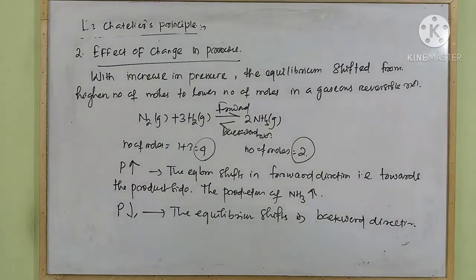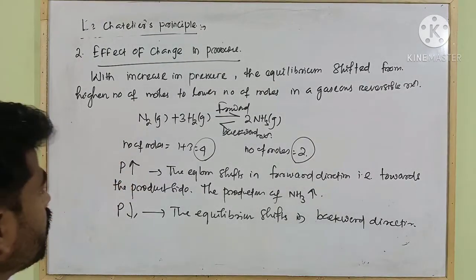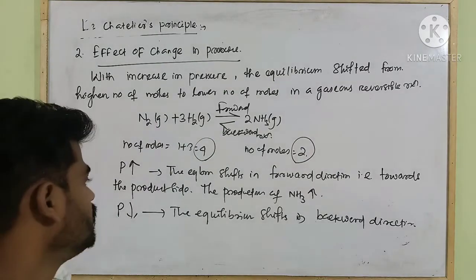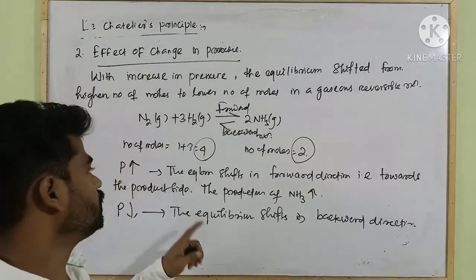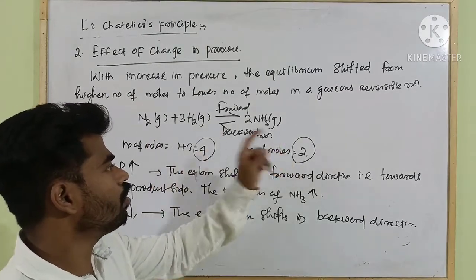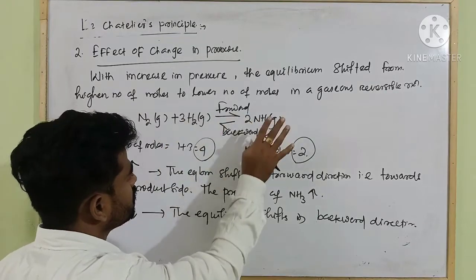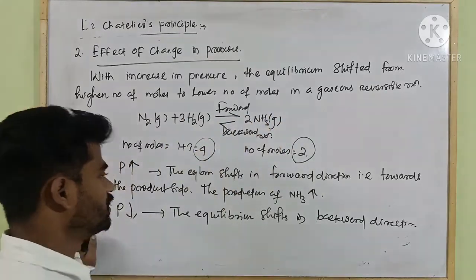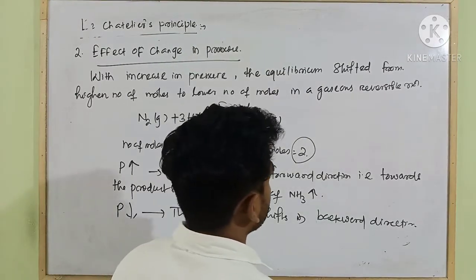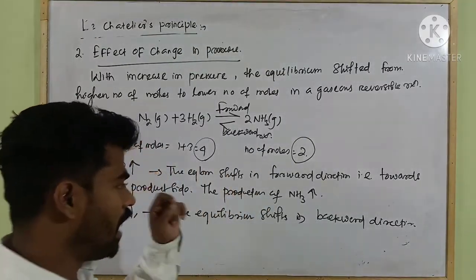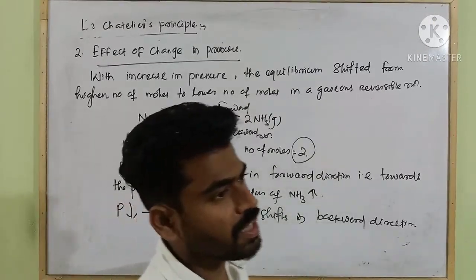That clear? So this is the effect of change in pressure. With increase in pressure, the equilibrium shifts from higher number of moles to lower number of moles. If the equation is reversed, let's say 2NH3 giving N2 plus 3H2, then the similar case is there. You just focus: with increase in pressure, the equilibrium shifts from higher number of moles to lower number of moles. Is that clear? And it's vice versa.